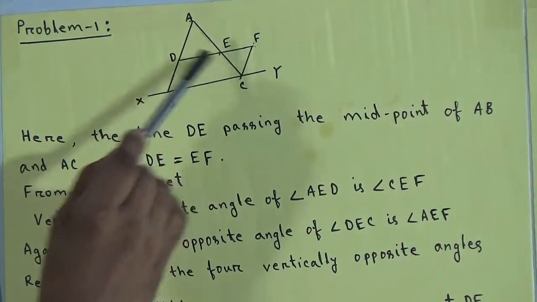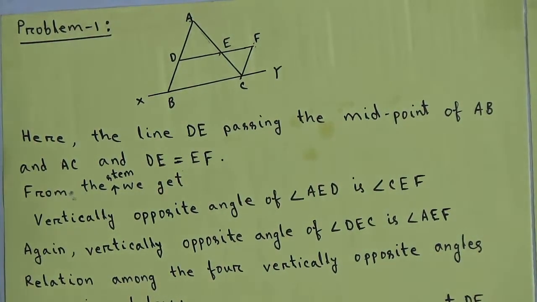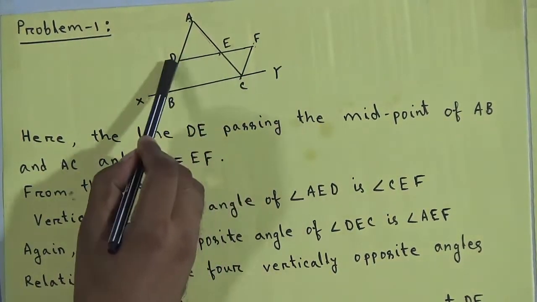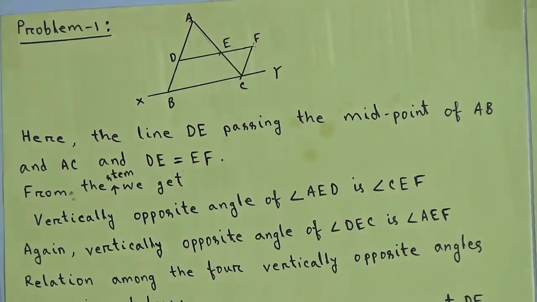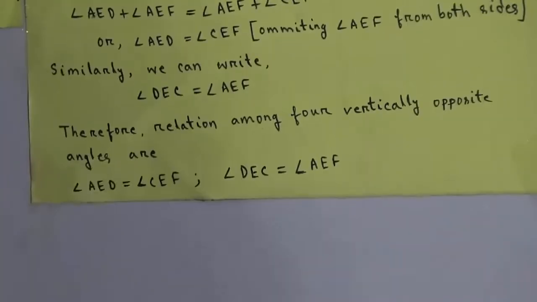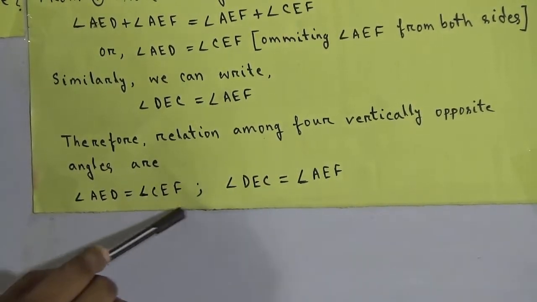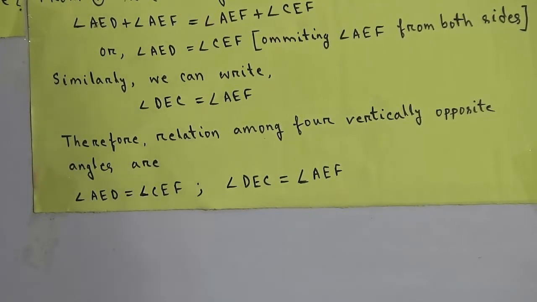That means these two vertical angles are equal, and in a similar way we can prove that AEF equals CED. That means these two vertical angles will also be equal, and similarly we can write angle DEC equal to angle AEF. Therefore, the relation among the four vertically opposite angles is AED equal to CEF and DEC equal to AEF. Dear students, we have solved question number 1. I think you have understood. Now we will solve question number 2.